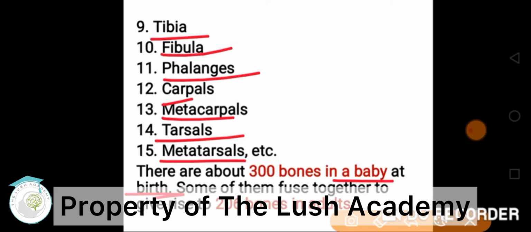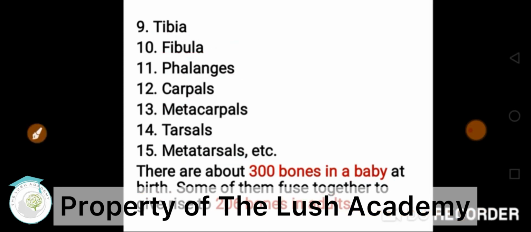But some of them, as the child is growing, fuse together to give rise to 206 bones in adults. The bones of a baby are very soft, and as the child is growing, some fuse together, they join together until they become 206 bones in the adult. All right, so that's it.